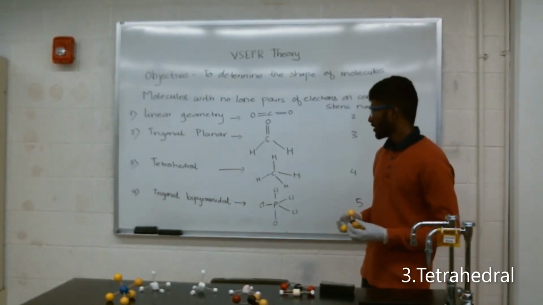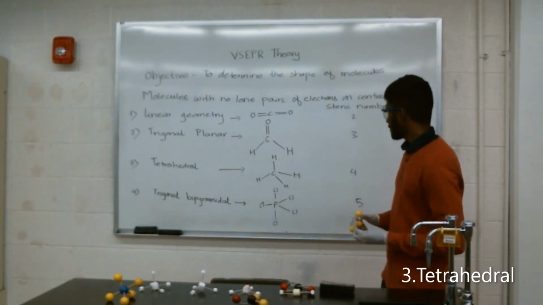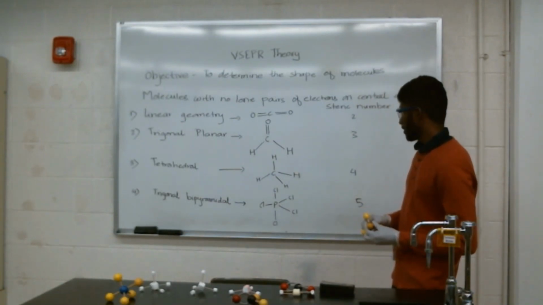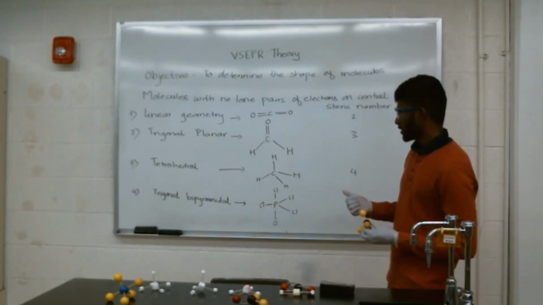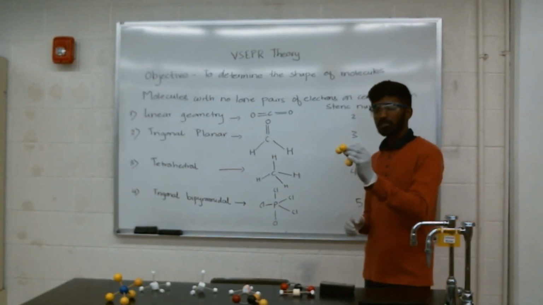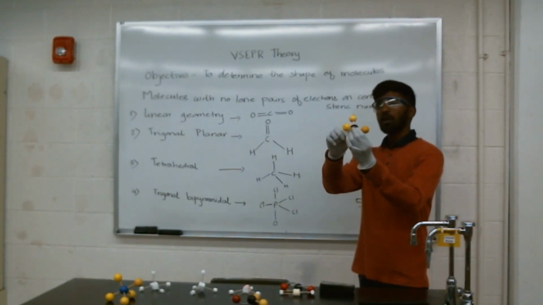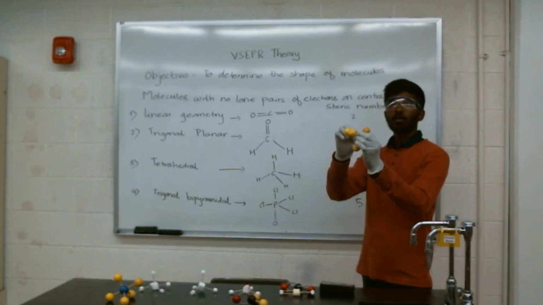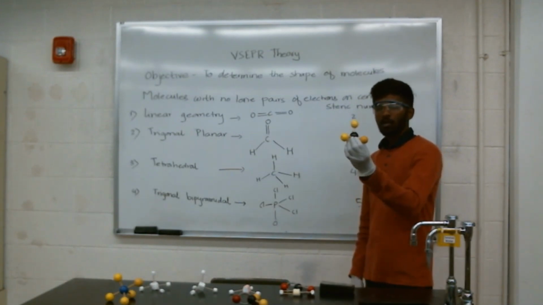The next classification is tetrahedral, and the steric number is 4, which means that there are 4 hydrogen atoms connected to the central carbon atom, and the structure is this one. So you can see the 4 hydrogen atoms connected to the central carbon atom, and the bond angle is 109.5 degrees.